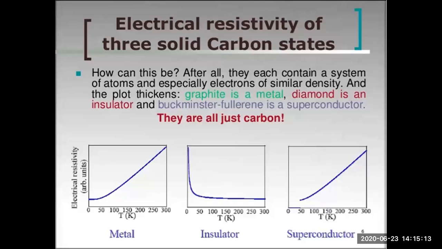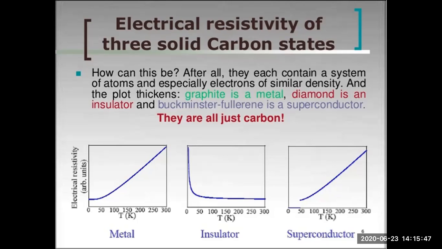So let's see what the next one is. Electrical resistivity of three solid carbon states. How can this be? After all, they contain a system of atoms and especially electrons of similar density. And the plot thickens. Graphite is a metal, diamond is an insulator, and Buckminster fullerene is a superconductor. They are all just carbon. Yes, but then again, I was mixing that up over there: diamond is a crystalline solid.